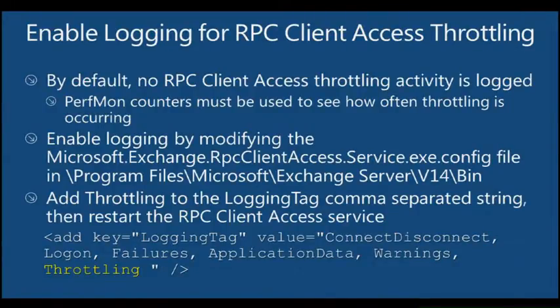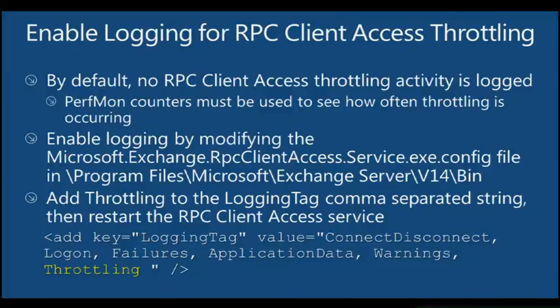So if you open up the Microsoft.Exchange.RpcClientAccess.Service.exe.config, and you go in there and you find the logging tag area. At the end, where you see the connect, disconnect, et cetera, just add the word throttling. Put a comma after warnings. Add the word throttling. Save it.